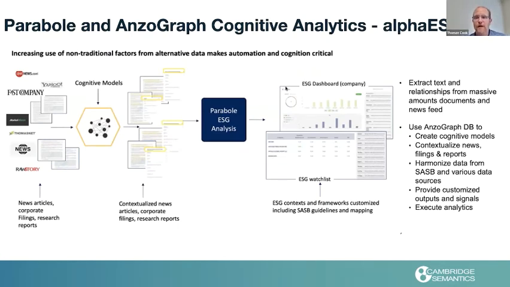Parable has developed a cognitive AI solution using a knowledge graph that their software automatically generates. So Parable provides a financial services product called Alpha ESG, which takes a huge corpus of unstructured documents, news articles, corporate filings, and research reports. And using their optimized NLP technology, they create a knowledge graph with all the entities and relationships built entirely from these unstructured sources. With all the data inside AnzoGraph, they run cognitive models with lightning response times that help financial services companies find alpha and better understand investment opportunities.